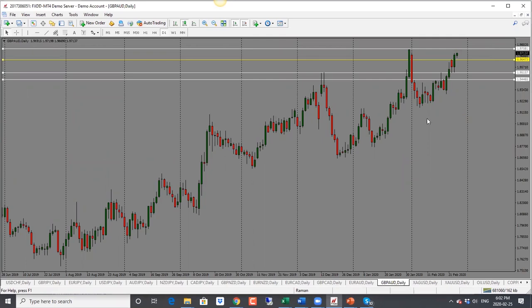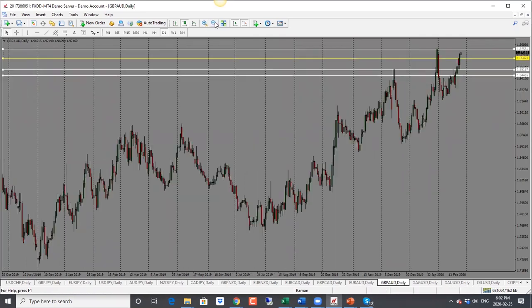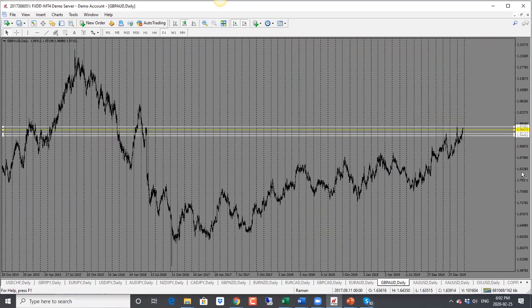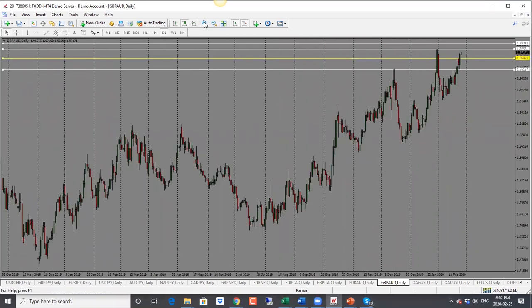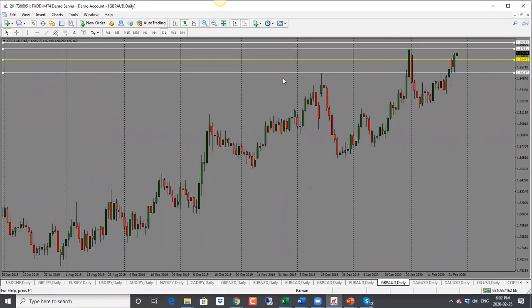Next target is 1.9750. And then we are into some levels that we haven't seen in a while. Okay, so the next target here would be 1.9820. So first one is 1.9750, then 1.9820. So bias is bullish for pound Aussie.